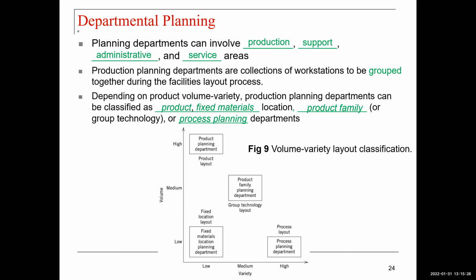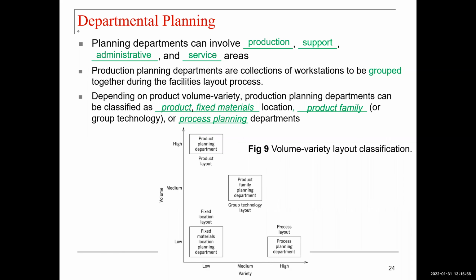So product or fixed material location, product family, or process planning. And I like this graph that I'm showing here in figure 9, because it can guide you in terms of what type of department you want to design based on the type of product that you're producing.